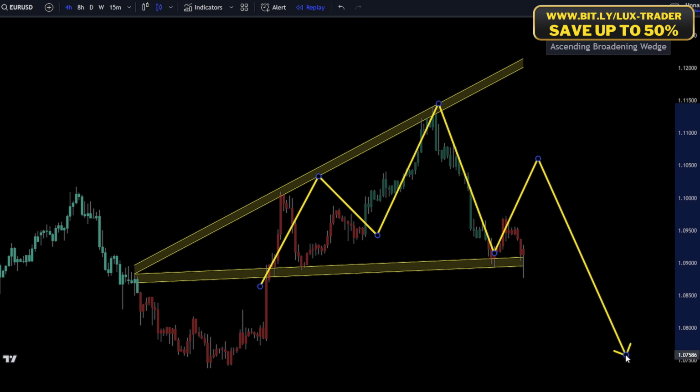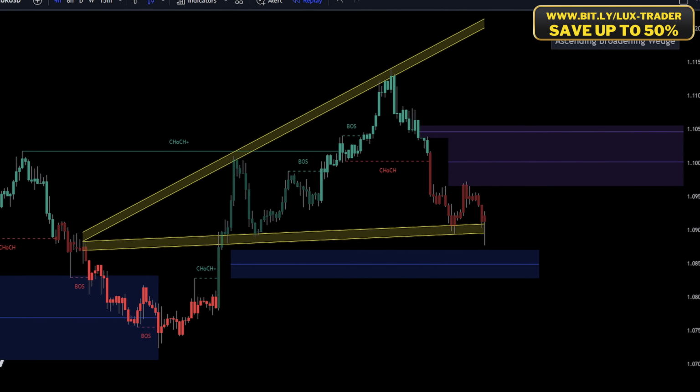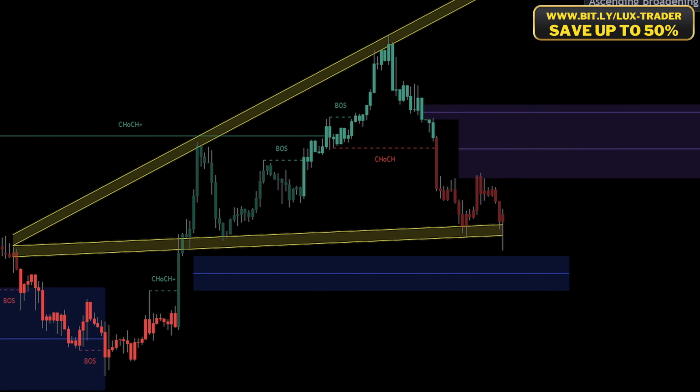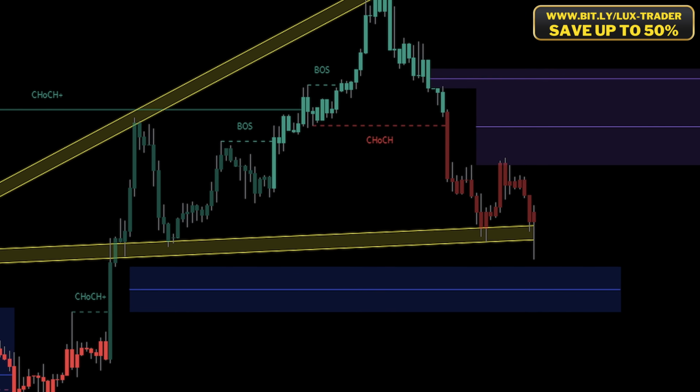To trade using this pattern, wait for the price to break below the lower trend line. For more confluence, you would need to combine this signal with another concept, such as a break of structure or a fair value gap, to confirm the trade setup before entering.